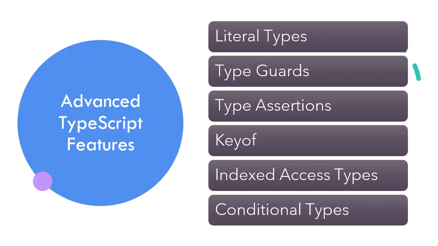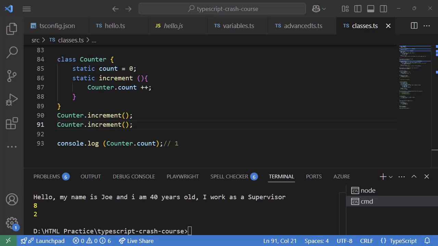Alright everyone, moving on to the advanced TypeScript features section. In this section, we are diving into some of TypeScript's advanced features that will make your code more powerful, reusable, and type safe. We'll start by talking about literal types, which is a powerful feature TypeScript offers for restricting values to specific fixed types. Then we'll move on to more advanced topics like type guards, type assertions, keyof, indexed access types, and conditional types. These concepts will help you ensure your code behaves exactly how you intend it to. So let's begin with literal types.